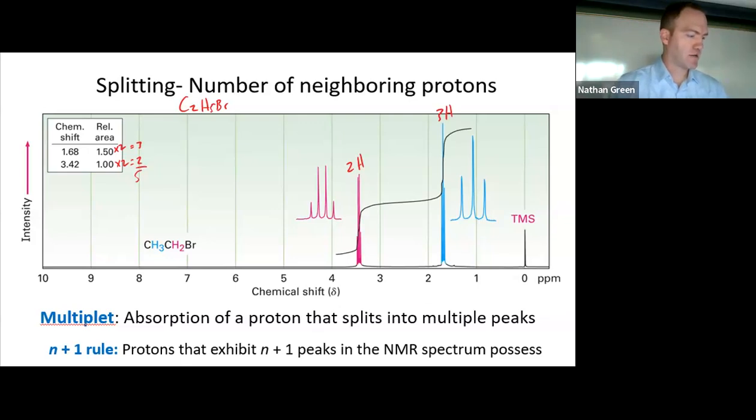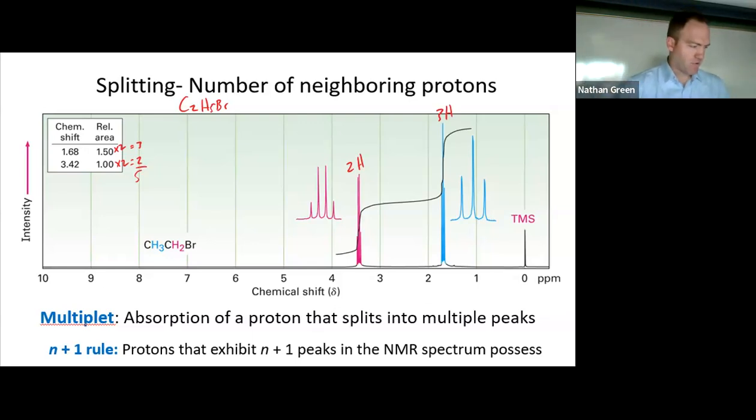Thus, the blue signal having 2 neighbors means that the blue signal splits 2 plus 1, into a triplet. My blue signal has 1, 2, 3 peaks. The red house has 3 neighbors, meaning 3 plus 1. My red signal is going to show up as a quartet, 1, 2, 3, 4 peaks. That's how we're going to use this splitting pattern to tell us how many neighboring protons there are to the signal you're looking at.